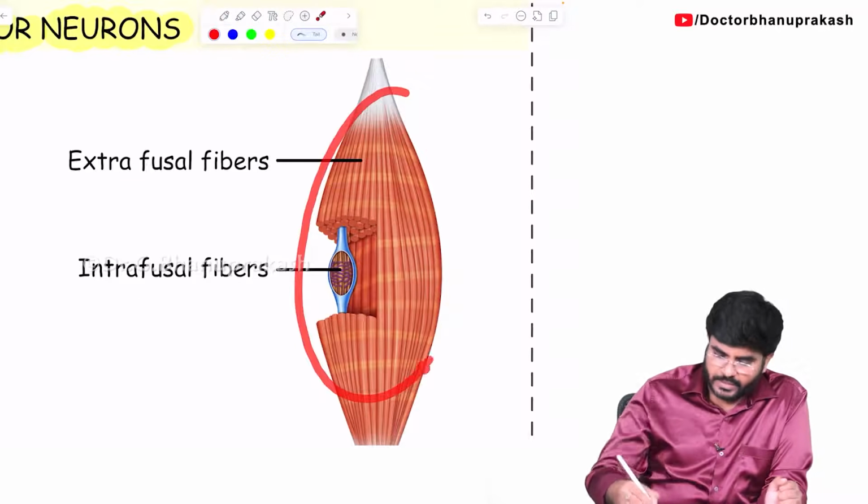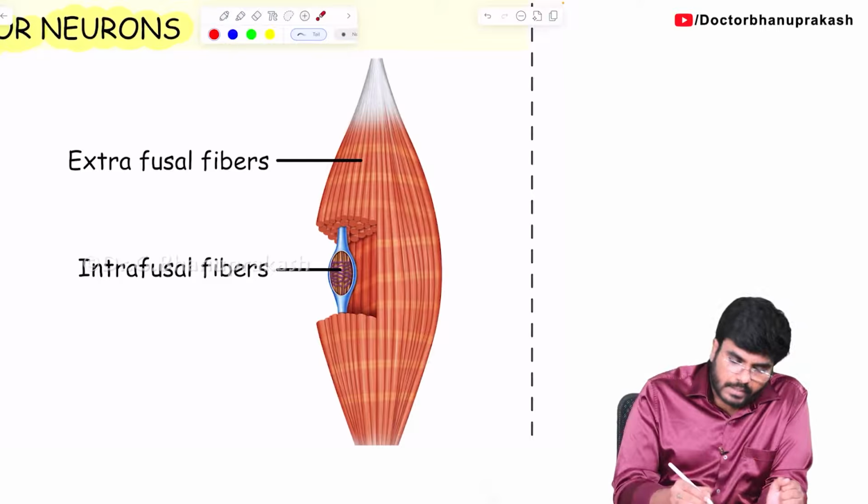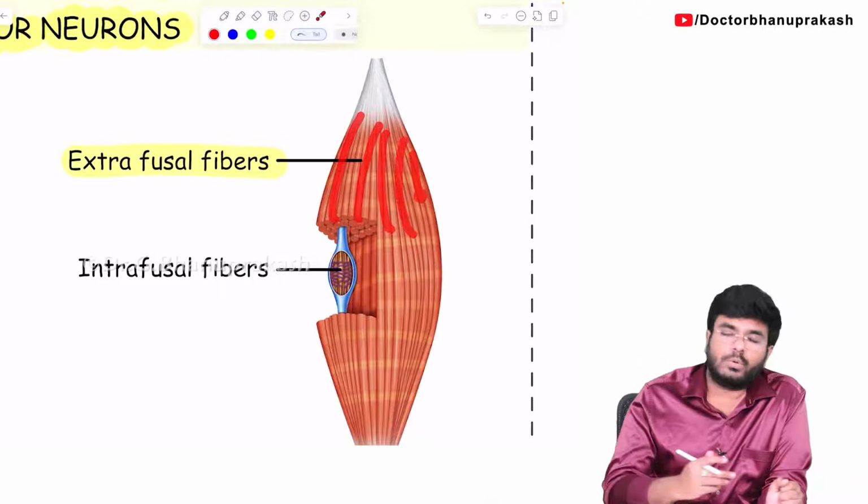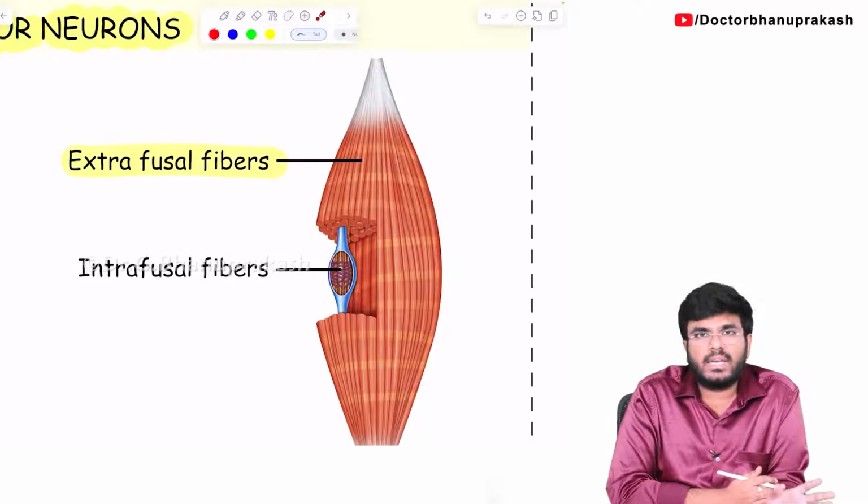In the skeletal muscle, imagine this is your biceps. There are these extrafusal fibers present. These are all extrafusal fibers, which are present outside. These are nothing but the myocytes which contain actin and myosin, which will help in the muscle contraction.